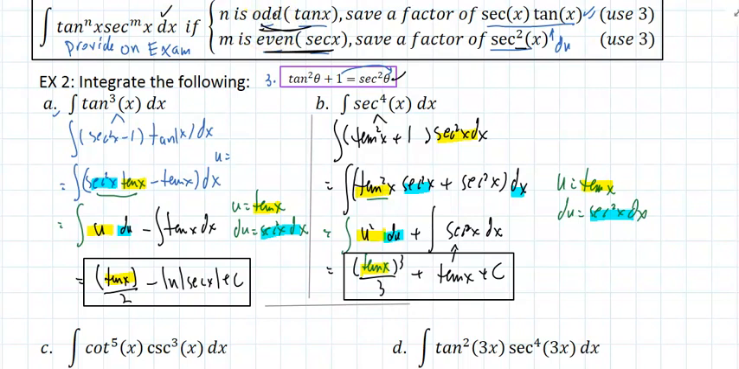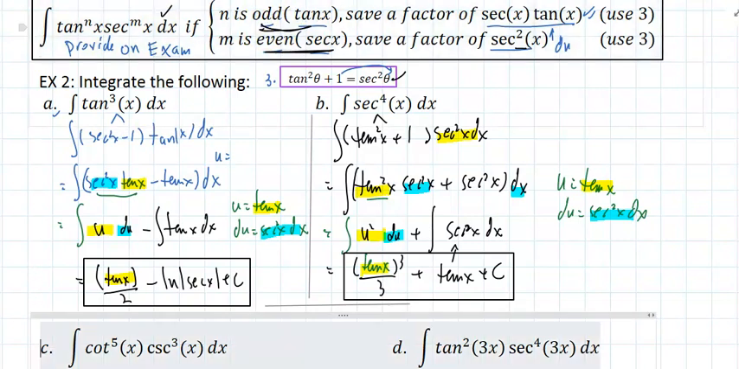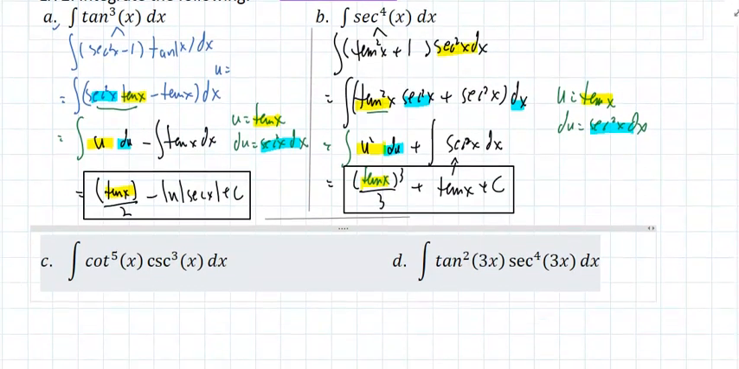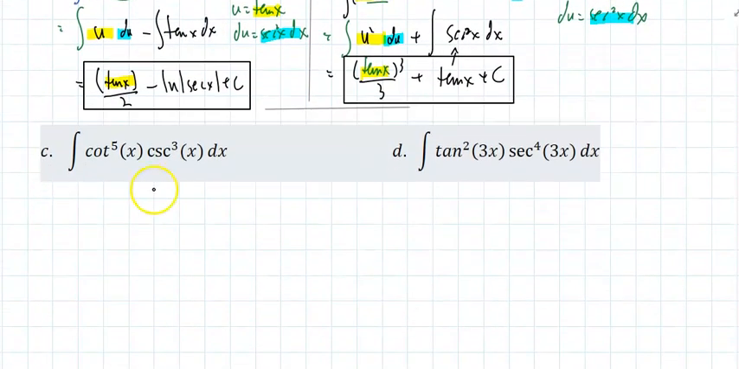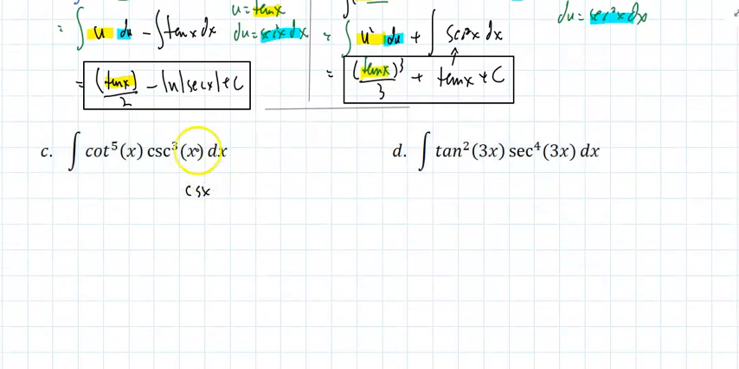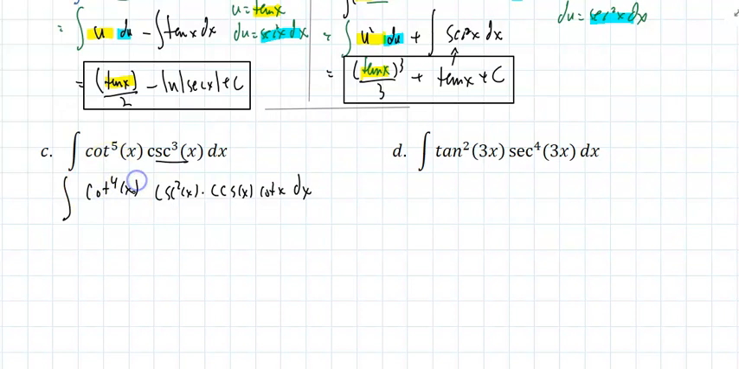Tan and cotan go hand in hand, so I'm going to save a factor of cosecant cotangent. I'll save a factor of cosecant of x cotangent of x dx. That's going to be my du, which means I really need to go in there and see what's left. I took a cosecant out of that. That means there's cosecant squared of x left. And there is a cotangent to the fourth of x.